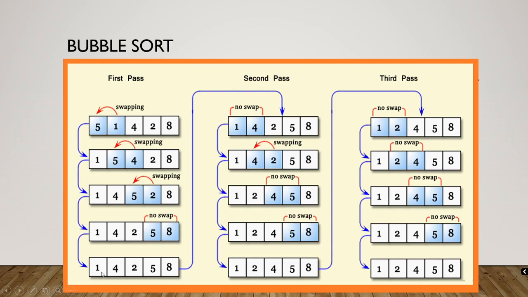We check the first two, 1 and 4, which is smaller, 1, so no swap. Again 4 and 2, yes, 4 is greater, so 4 has to move here, 2 has to come here. Then 4 and 5, no swap. 5 and 8, no swap. So now I have got 1, 2, 4, 5 and 8. This actually goes until the 3rd pass. Again I check 1 and 2, no swap. 2 and 4. Whatever I do hereafter, it won't swap. So this will stop when no swap is required. The bubble sort learns that an array is completely sorted.